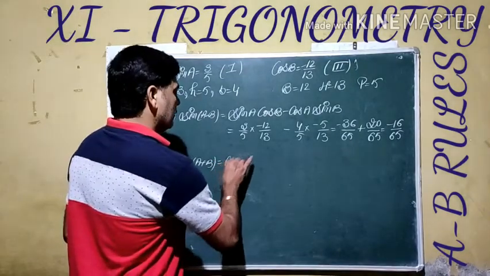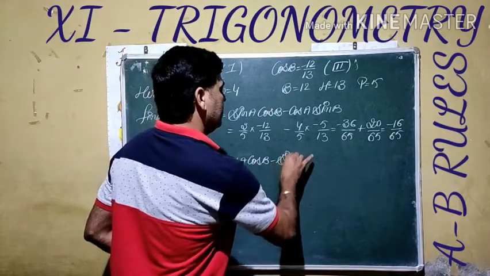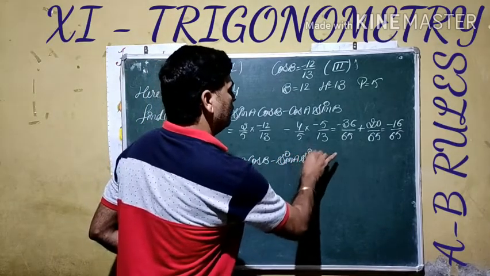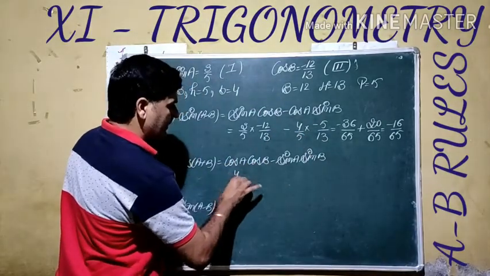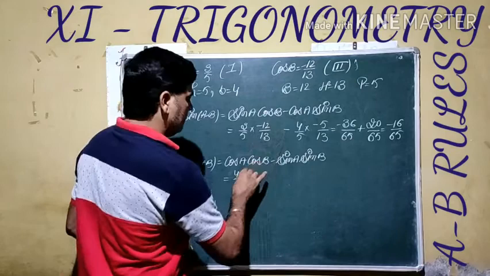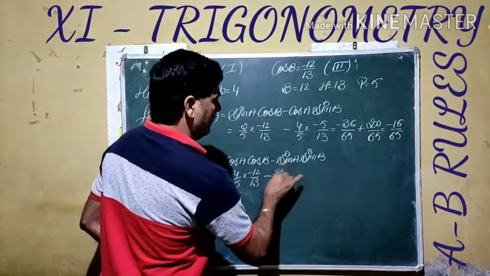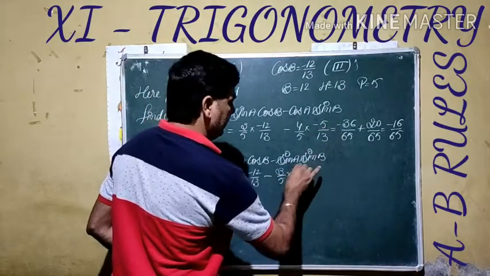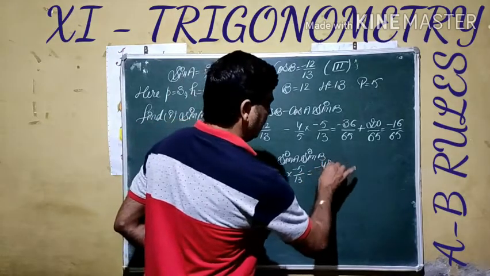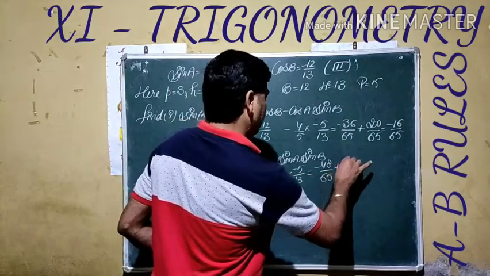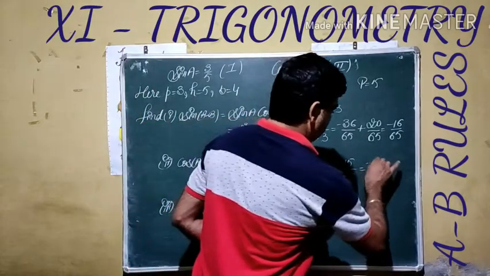Now we are moving towards our next part, cos of A plus B. Our rule is cos A cos B minus sine A sine B. As we have written all the values in the previous part, cos A is 4/5, cos B is -12/13, sine A is 3/5 and sine B is -5/13. We are taking directly from here. If you see here, the first value becomes -48/65 and the second value becomes 15/65.